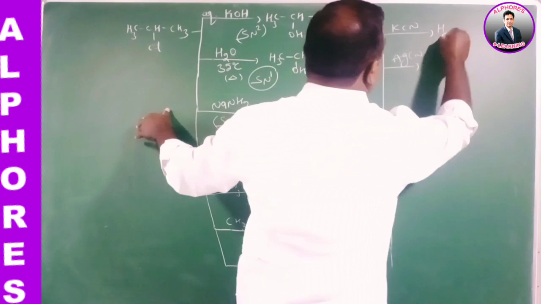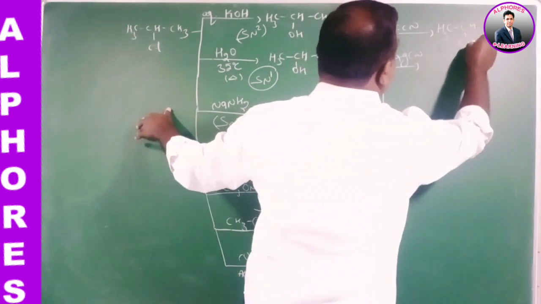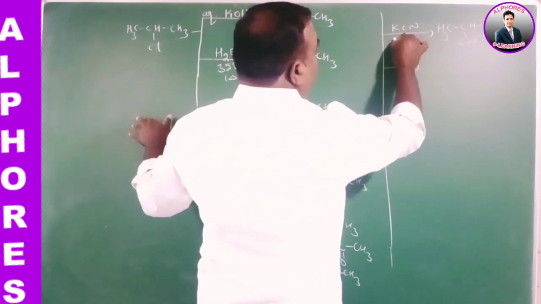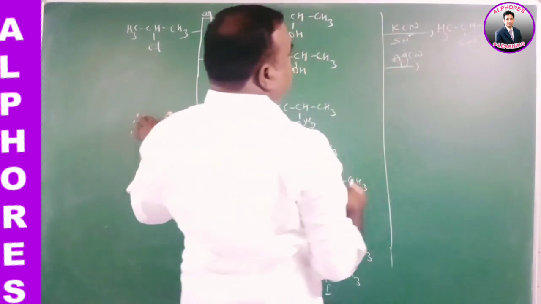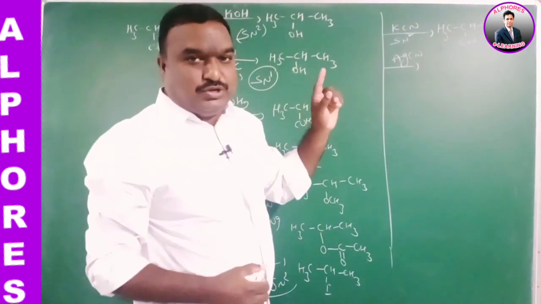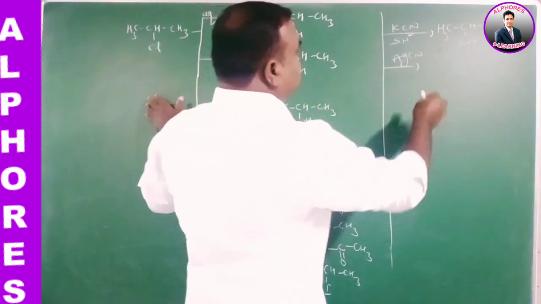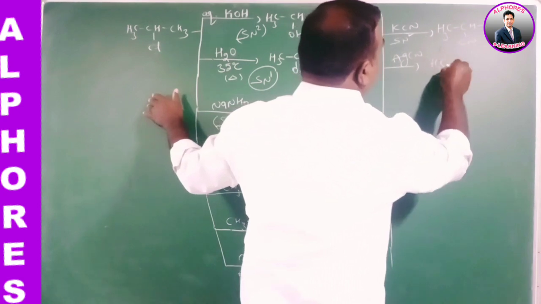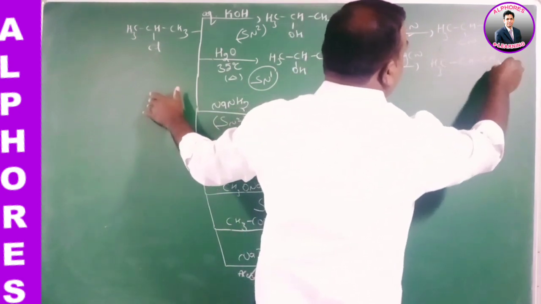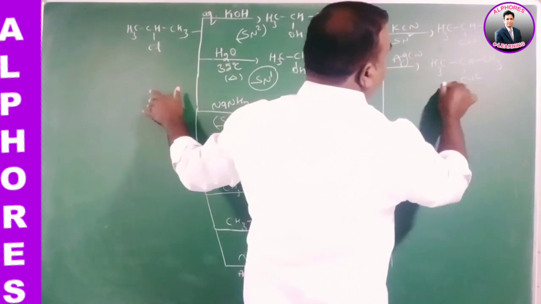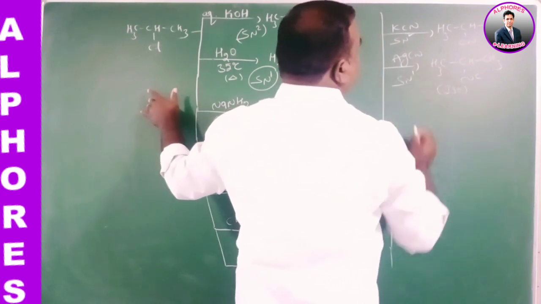So here the CH3 group, again CN here. Given the stronger nucleophile, what type of mechanism is possible? Bimolecular nucleophilic substitution reaction. Wherever silver cyanide is given, isocyanide is formed in this case.